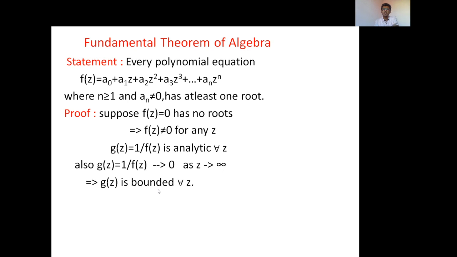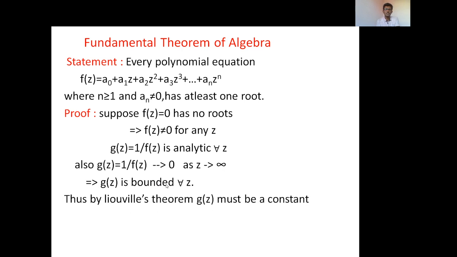Let me revise Liouville's theorem. The statement of Liouville's theorem is: if f of z is analytic and bounded in the entire complex plane, then that function is constant. So here g of z is analytic and bounded for all values of z, that is, in the entire complex plane. Hence, by using Liouville's theorem, g of z must be a constant.